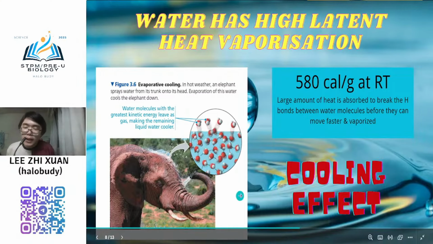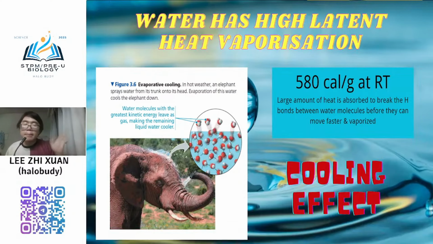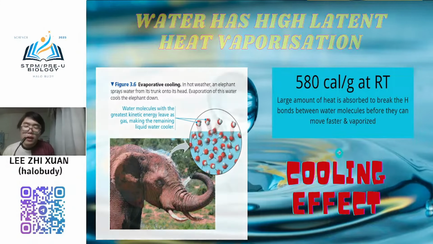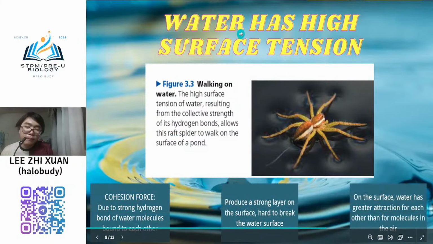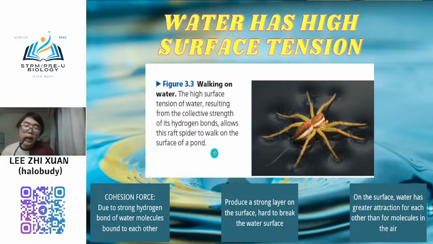The lower layer, the water molecules can move freely. Dia boleh bergerak. Tapi yang upper layer punya, dia tak akan bergerak. Ada movement tapi kurang. They bind tightly to each other. This contributes to surface tension. So this will provide a strong layer on the surface, making it very hard to break the water surface.